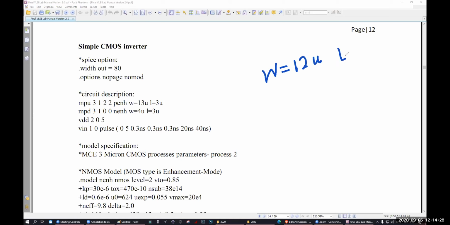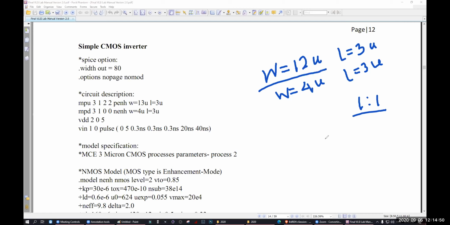Because previously, remember I told you, your W was 12 and your L was 3, right? And your W for NMOS was 4 and L was 3. So your L is always the same, the ratio of L is 1:1, because 3:3 means 1:1. But the ratio of W is 3:1. Remember this. We will be using this 3:1 in our second lab as well. Your length will always be the same, 1:1, but your W will change.